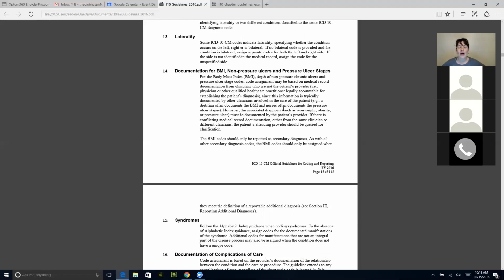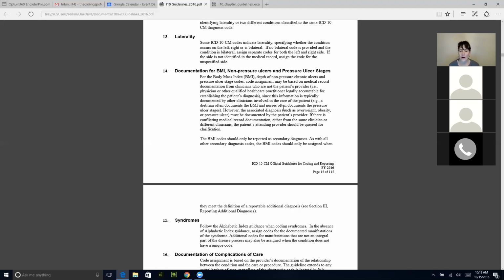Documentation for BMI, non-pressure ulcers, and pressure ulcer stages. For the body mass index, you're going to hear that referred to as BMI. Depth of non-pressure chronic ulcers and pressure ulcer stage codes: code assignment may be based on medical record documentation from clinicians who are not the patient's provider. So this is a big one that was added into the guidelines because a lot of times dietitians or even MAs would document the BMI, and they wanted to make sure that it's known that it doesn't have to be a provider or another qualified healthcare practitioner who is documenting that BMI.